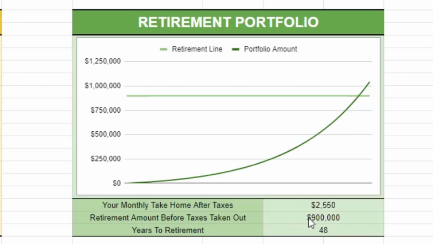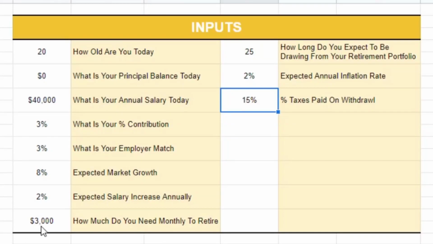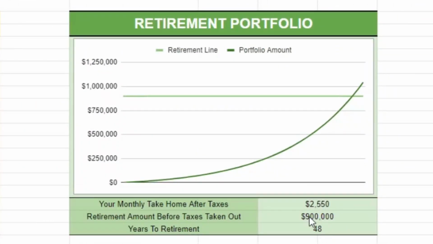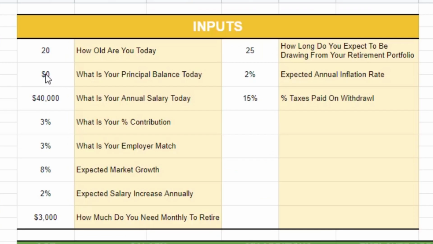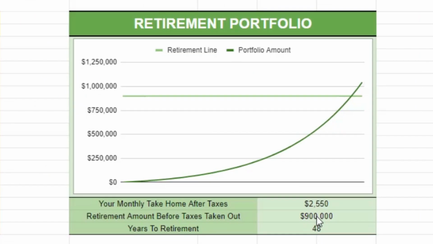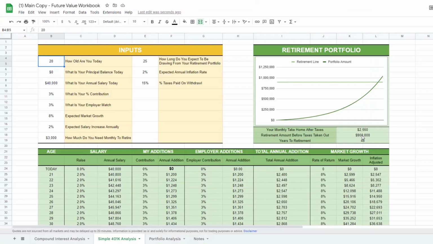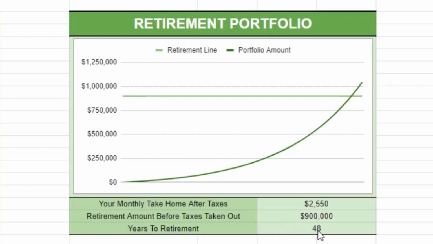What this is telling you is that to be able to withdraw $3,000 a month and live for 25 years on your $900,000, this number right here is telling you how long it would take with these contribution numbers. With these inputs at 20 years old, it would take you 48 years to get to that $900,000. So that doesn't make very much sense, does it? If you were 20 years old, add 48 to that, you would be 68. So that means you would be starting retirement at 78.